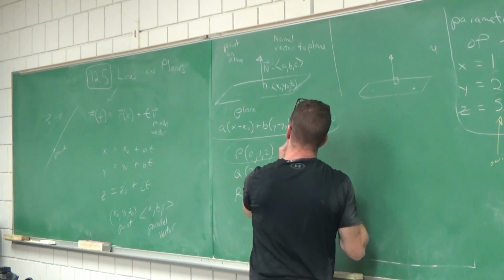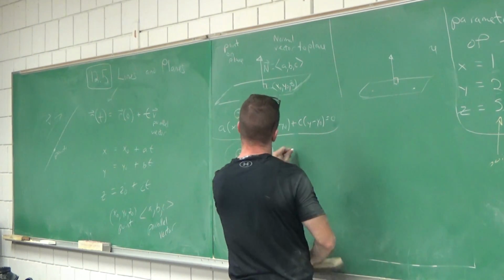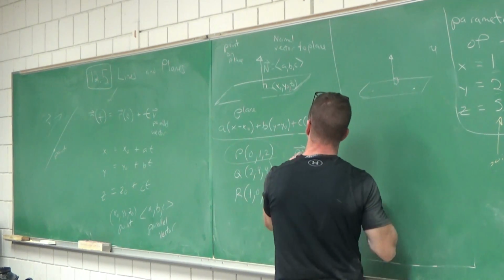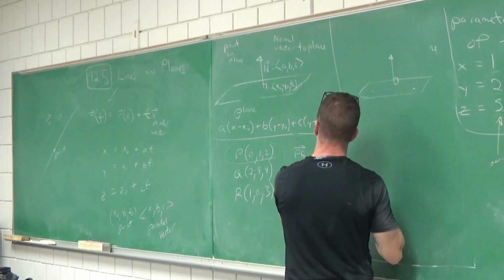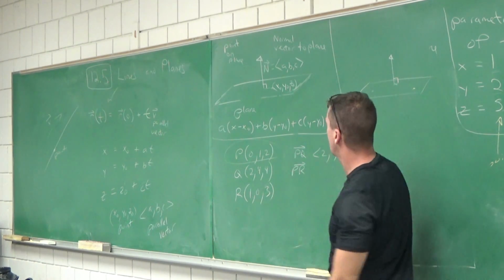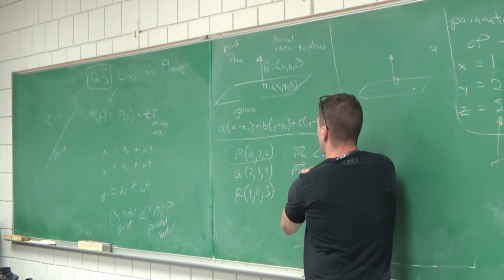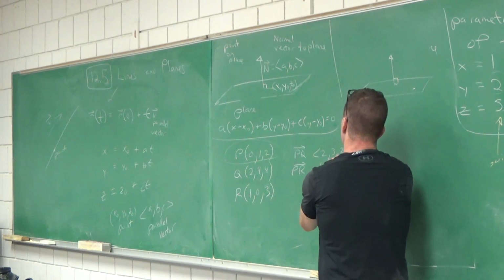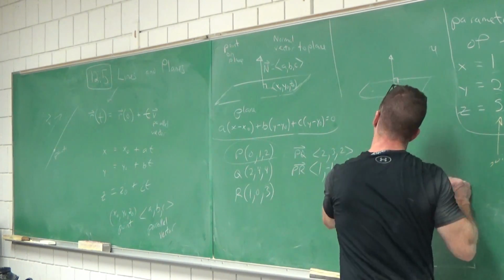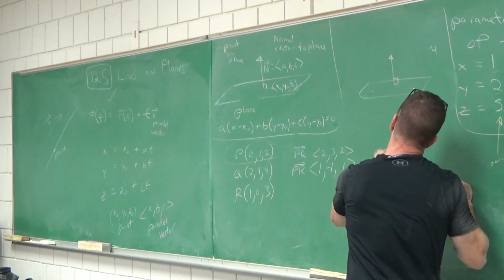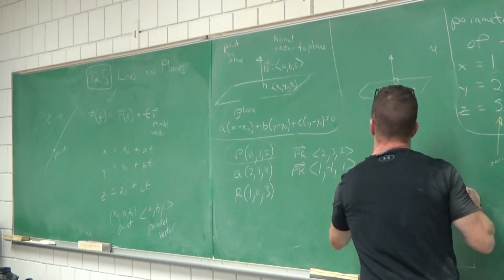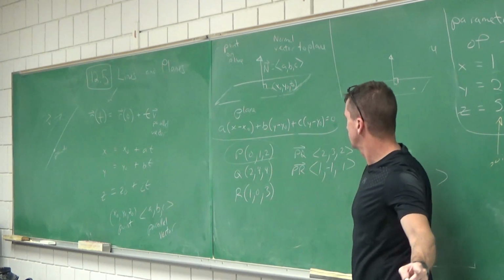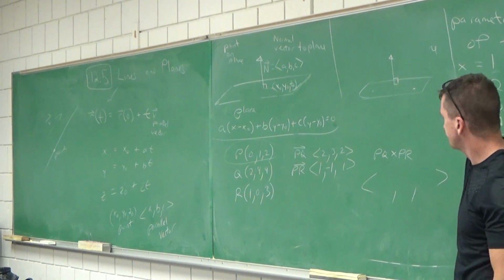What is PQ? 2, 3, 2. Okay, what's PR? Tip minus tail. PR is negative 1 and what? Now when you cross those, oh, here we go again. Did I mess up PR? Oh, no, it's equal. We're good.